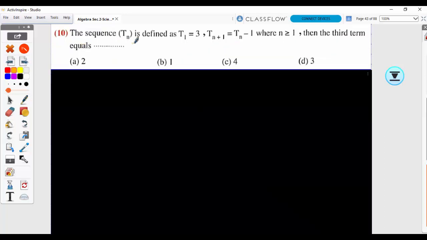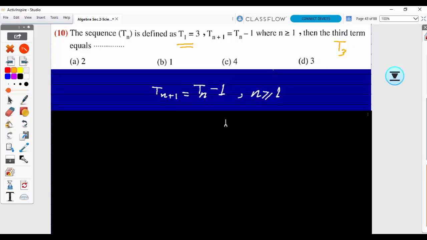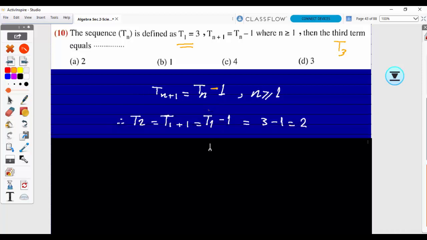Next question. The sequence Tn is defined as T1 equals 3, and Tn plus 1 equals Tn minus 1, where n is greater than or equal 1. Then the third term is, the required here is to find T3. The definition of the sequence is Tn plus 1 equals Tn minus 1. Before finding T3, we will find T2.